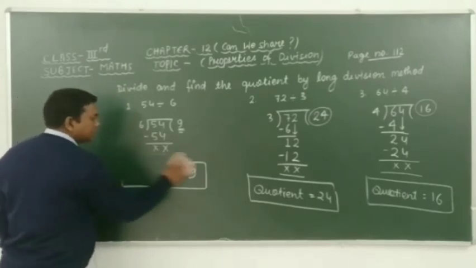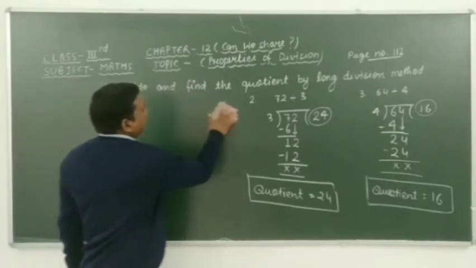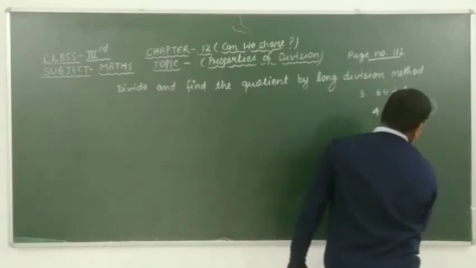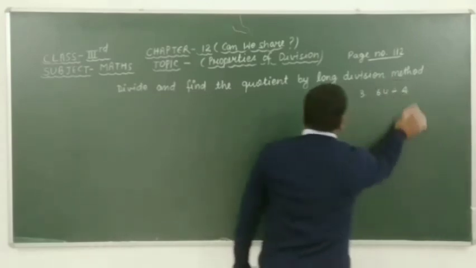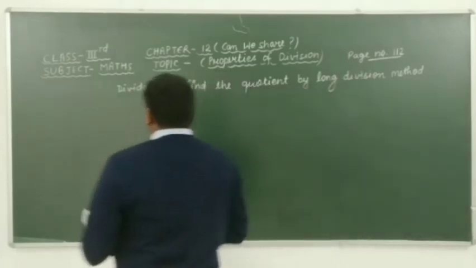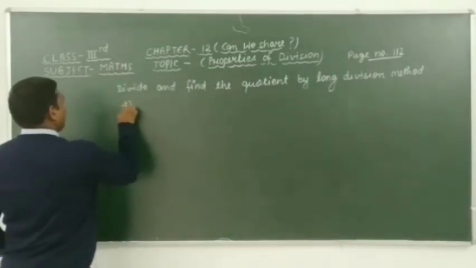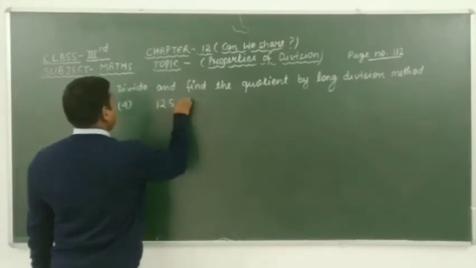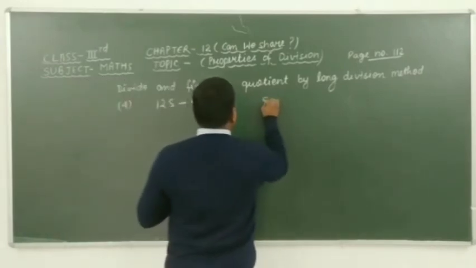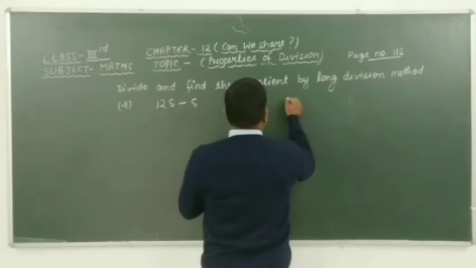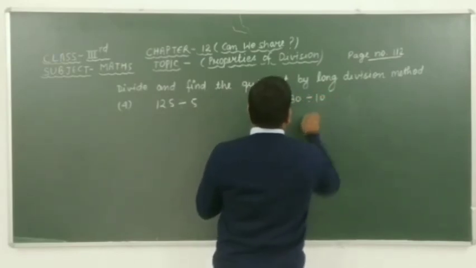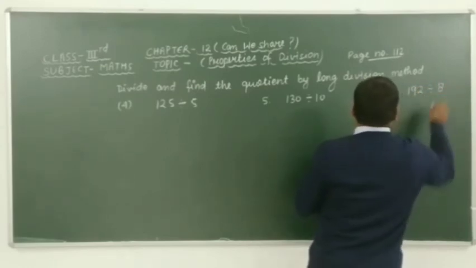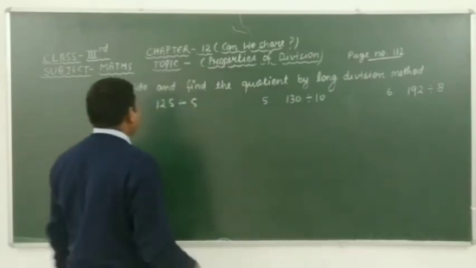Okay students, now question number 4 is 125 divided by 5. Question number 5 is 130 divided by 10, and question number 6 is 192 divided by 8. Okay students, look here carefully.